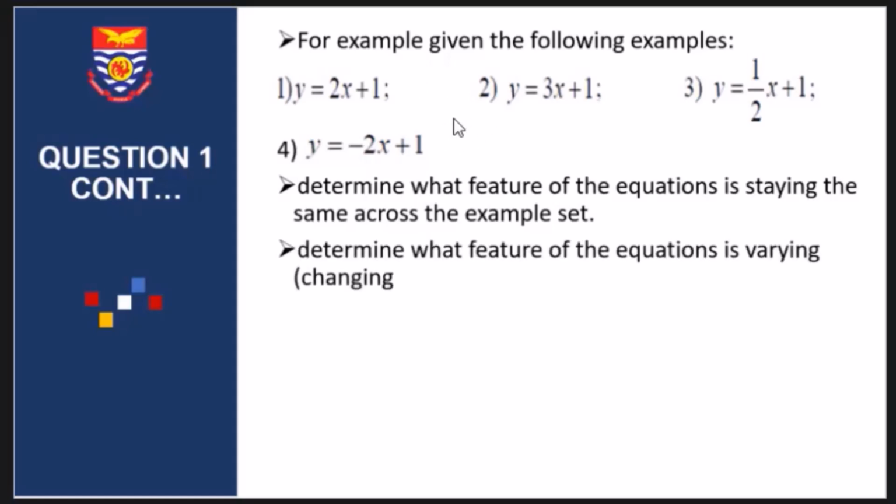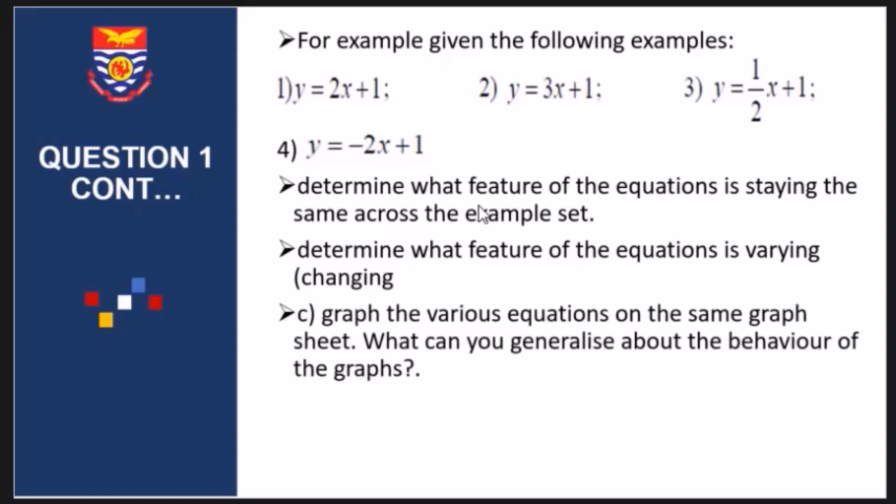And then you can ask, what feature of the equations is varying? What is changing? And you realize that the coefficient of x, which they should know is the gradient of the line, or when they sketch the graph, that coefficient of x determines the slope of the line. And that is, if you look at the four equations, you realize that the coefficient of x is the one which is varying or changing for the four equations.